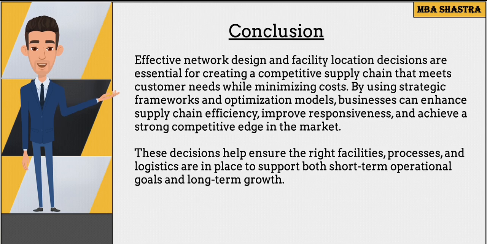Conclusion: effective network design and facility location decisions are essential for creating a competitive supply chain that meets customer needs while minimizing costs. By using strategic frameworks and optimization models, businesses can enhance supply chain efficiency, improve responsiveness, and achieve a strong competitive edge in the market. These decisions help ensure the right facilities, processes, and logistics are in place to support both short-term operational goals and long-term growth.